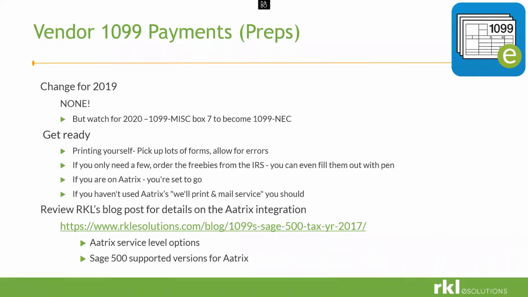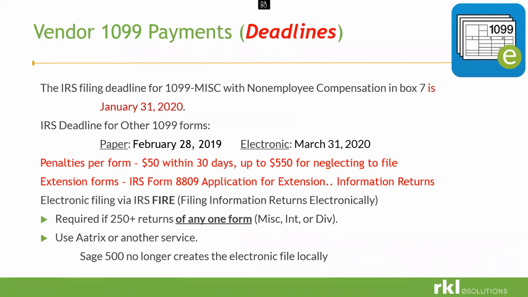Okay, next slide, please. Okay. So deadlines, bright red. If you were doing 1099 miscellaneous, box 7, the non-employee compensation, which is probably one of the most common ones, it is due January 31st, 2020. And that is not just to the vendors, but file it with the 1096 and send it on to the IRS. So vendor and IRS.